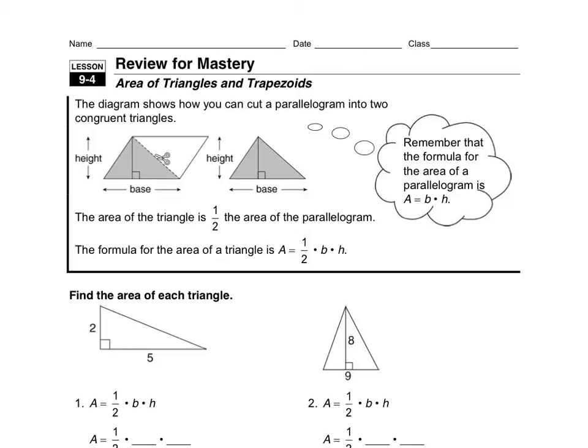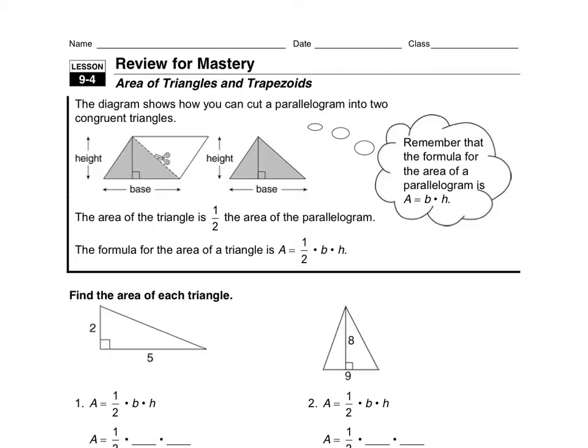Here, if we remember back to finding the area of a parallelogram, we took our base times the height. Well, if you look at this parallelogram, if I cut a diagonal, that diagonal forms two different triangles. So if the area of the whole parallelogram is found by doing base times height, to find the area of the triangle, which is half of that parallelogram, I would take base times height divided by 2, or 1/2 times base times height. Either one of those works.